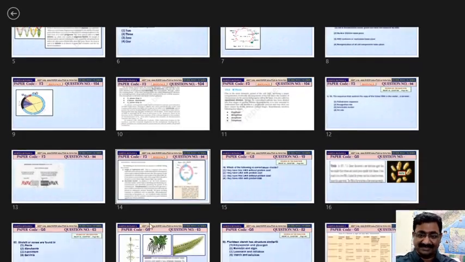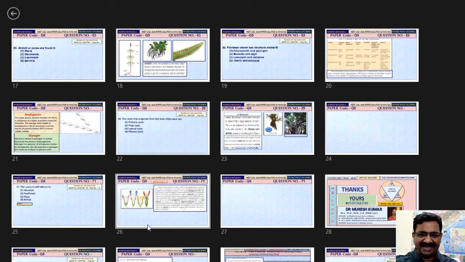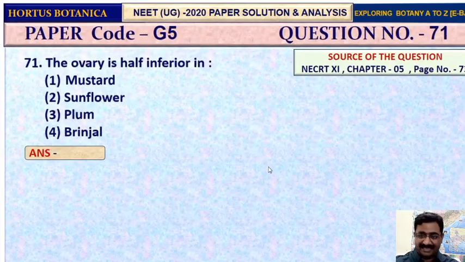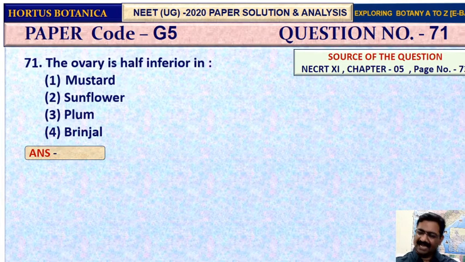The question was easy but a little bit tricky, and we need its explanation, example and concept. All these things will occur here in Hortus Botanica, where we will try our best to explore the A to Z of the question as well as the answer. So let's see the question number. It is question number 71 of your code Z5.